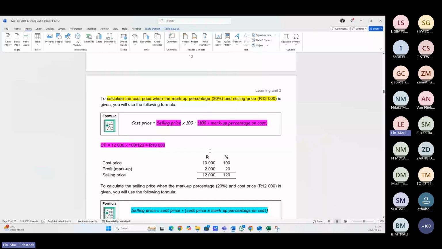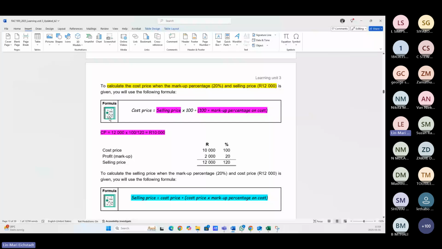Your cost price is equal to your selling price, whatever you sold it for, times 100, because that's your cost price, divided by 100 plus your markup percentage. So in this instance, to calculate your cost price, you would take your selling price, which is given in the scenario, times it by 100. 100 is always your cost price, divided by your cost price plus your markup percentage.